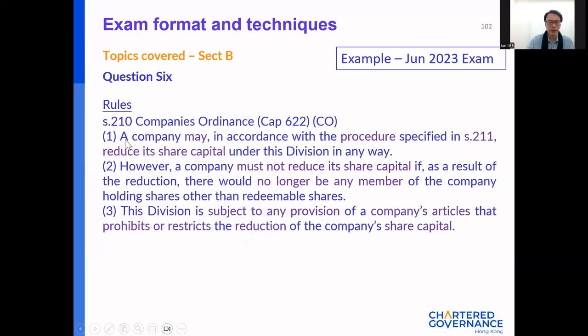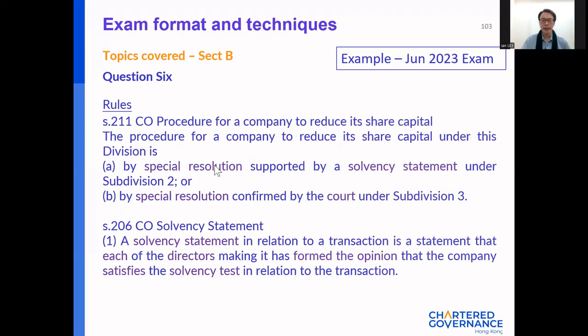Then you will recall we have Section 210, which says you are allowed to reduce the share capital as long as you do it using one of the methods in Section 211. But these are the restrictions. You cannot do so if it ends up with no members, or if there's an article that prohibits or restricts the reduction. And these are the two methods: either a special resolution supported by a solvency statement, or a special resolution confirmed by the court. If you use the first method, you recall a solvency statement is where the directors form the opinion that the company can pass the solvency test.